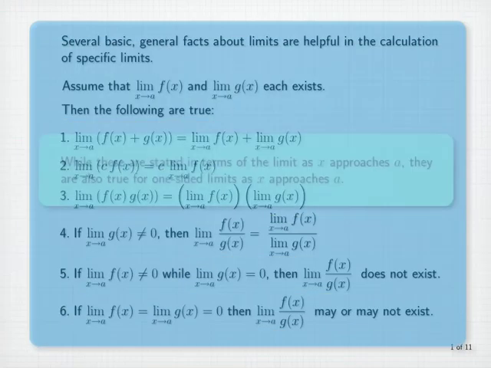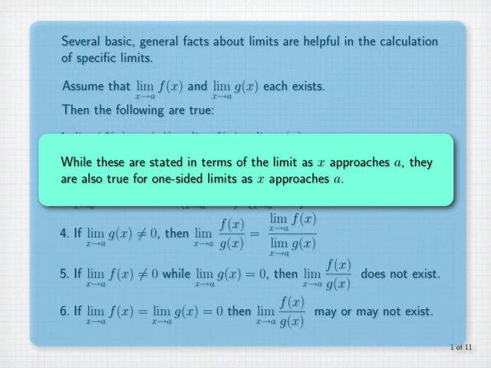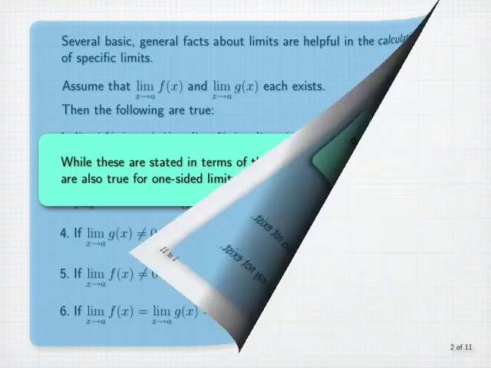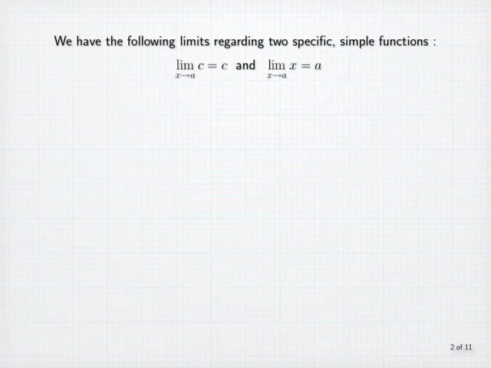While these are stated in terms of the limit as x approaches a, they are also true for one-sided limits as x approaches a. That is, the limit as x approaches a from the left and the limit as x approaches a from the right. We have the following limits regarding two specific very simple functions. The limit as x approaches a of a constant function c is equal to c, and the limit as x approaches a of x is equal to a.